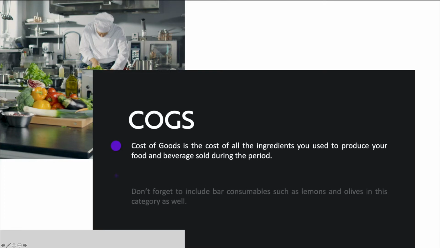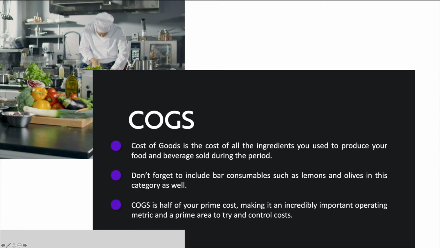Next on our list is cost of goods. This is the cost of all the ingredients you use to produce your food and beverage sold during the period. Don't forget to include bar consumables such as lemons and olives in this category as well. COGS is half of your prime costs, making it an incredibly important operating metric and a prime area to try to control these costs.